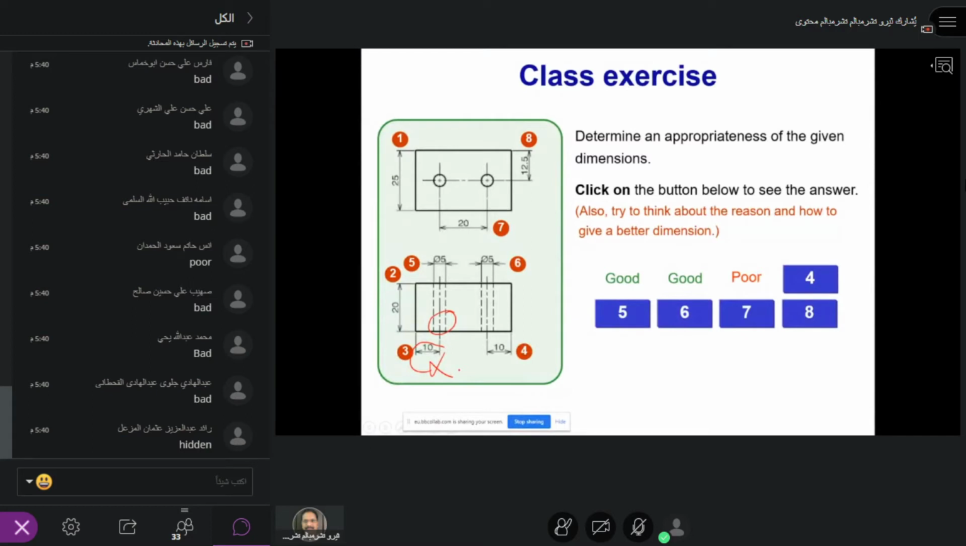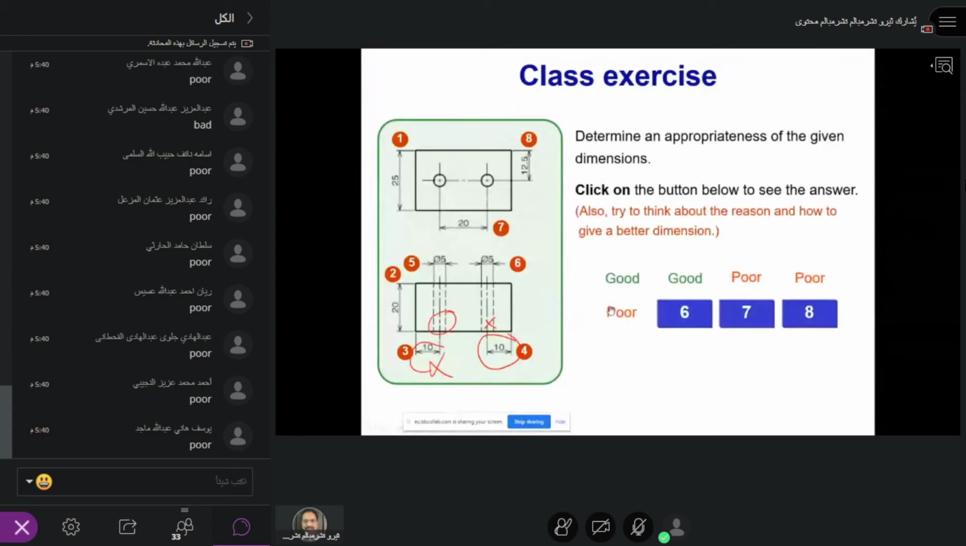Now what about 4? 4 is poor. Why? Because the dimension is on a hidden line. Hidden line you cannot. Okay. Now what about 5? 5 is also poor because I cannot dimension a hidden line. Very nice. What about 6? 6 is also poor. Okay, good.